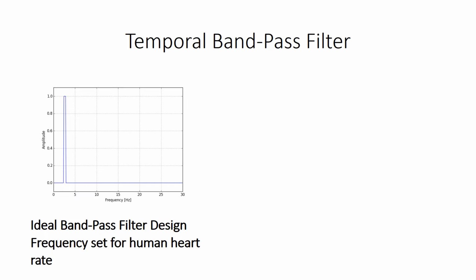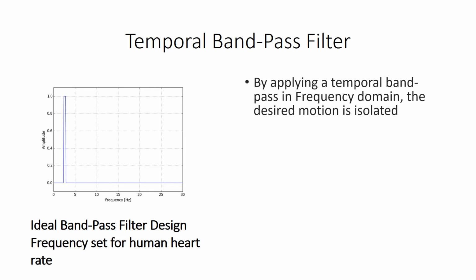Once the spatial filtering has occurred, then we get into applying the bandpass filter. The Fourier transform of the data at a pixel location over a period of time is calculated, and then the bandpass filter is multiplied to isolate a specific set of frequencies.